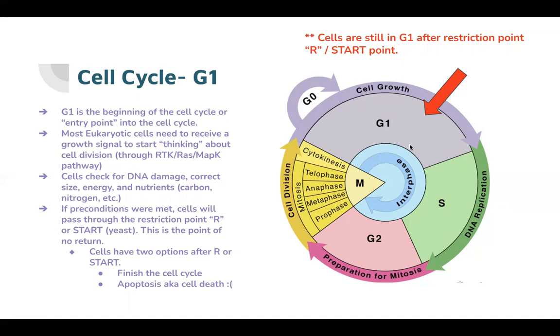I also have down here restriction point. It's also called R, and in yeast models, they call it Start. So there are a couple different names, right? But remember, after we pass the restriction point, this is the point of no return.